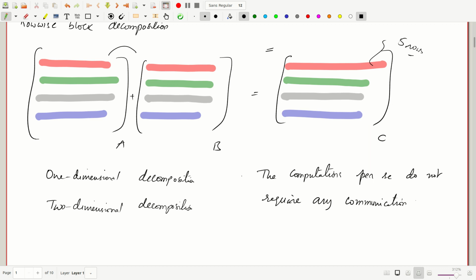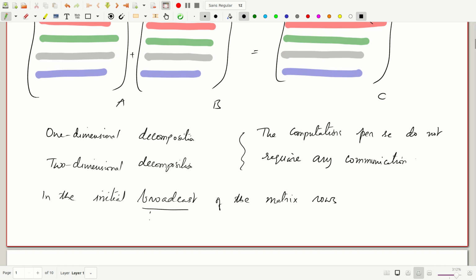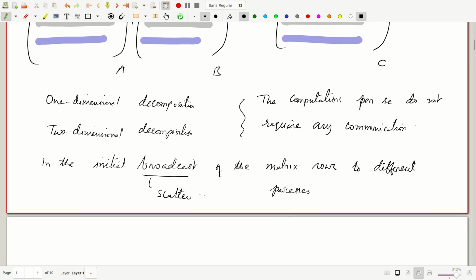The only communication that is required is in the initial broadcast of the matrix rows, right? Or instead of calling it a broadcast, it's basically a scatter, right? The initial scatter of the matrix rows to different processes, right? That is the only communication we would need.